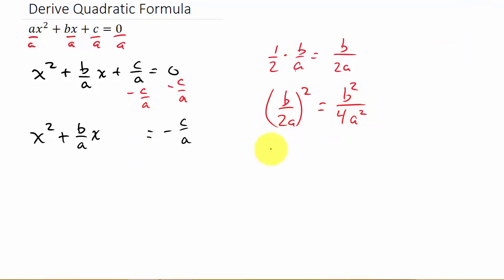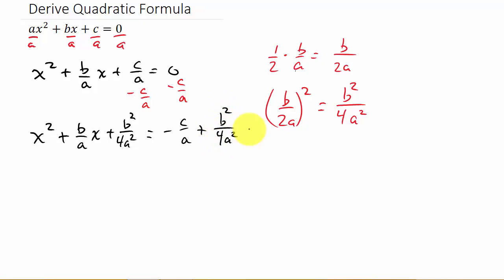Alright, and so now we add b squared over 4a squared, and since we add it to this side, we have to also add it to this side. Okay.